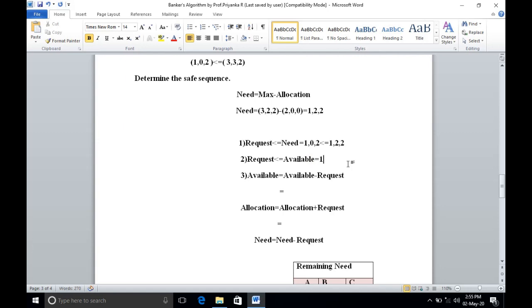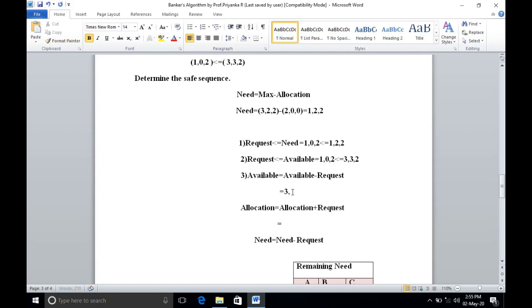What is our request? 1, 0, 2. Is it lesser than or equal to available? Available is 3, 3, 2. Yes, it is satisfying. So both the conditions are satisfied. Now we'll go for calculation of our available. So available is equal to available minus request.